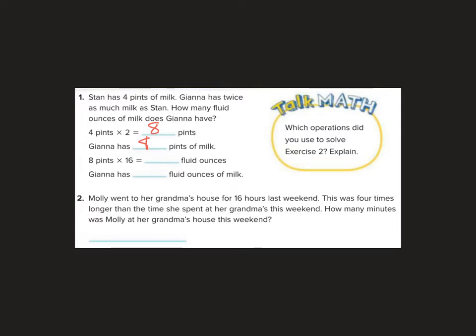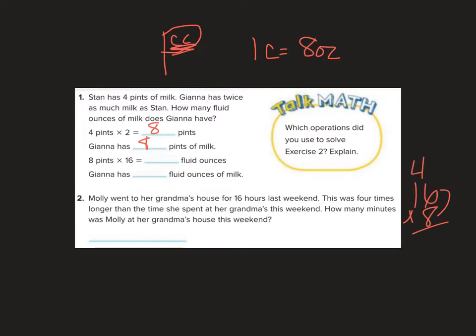Now, how do we know 16 ounces? So if we did our gallon little drawing, we know that each pint has 2 cups in it. And we know 1 cup equals 8 ounces. So 2 cups would be worth 16 ounces. Okay, so 8 times 16. 6 times 8 is 48. 8 times 1 is 8, plus 4 more is 12. So it'll be 128 fluid ounces. Gianna has 128 fluid ounces of milk.